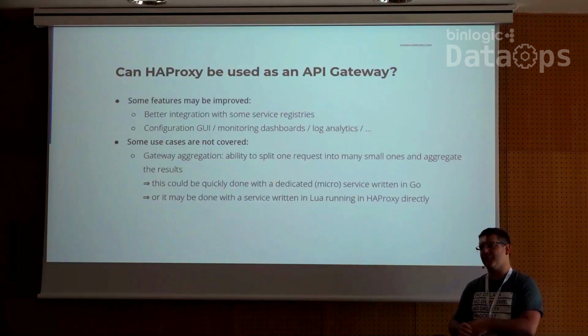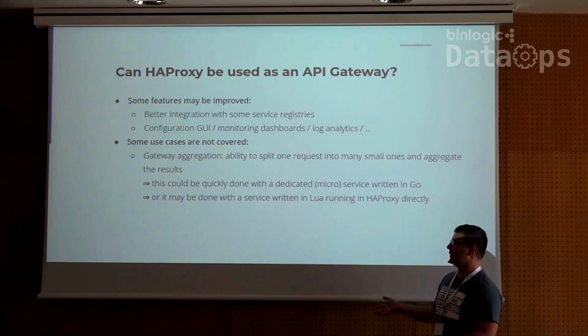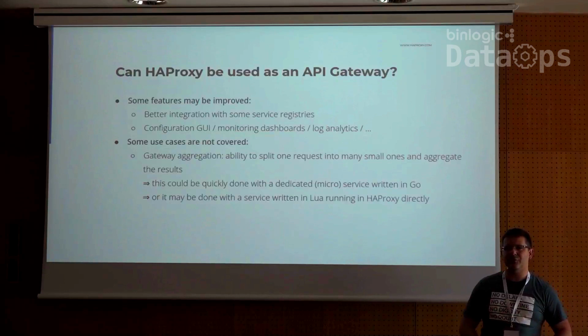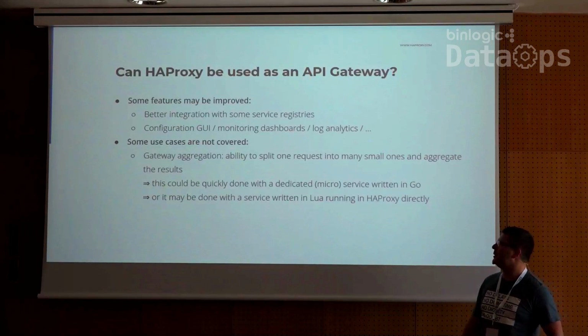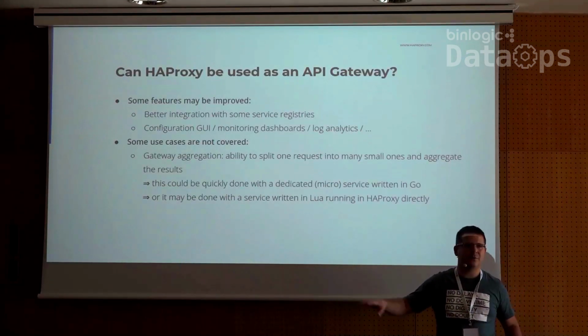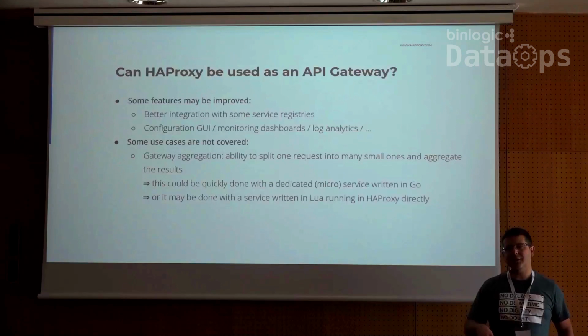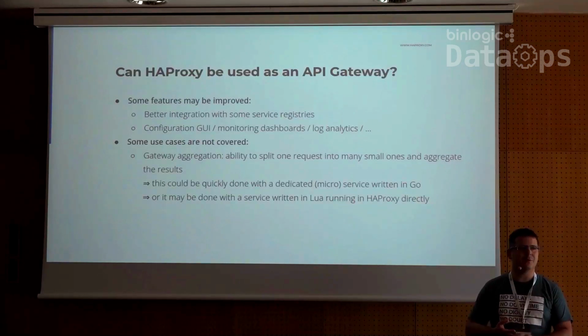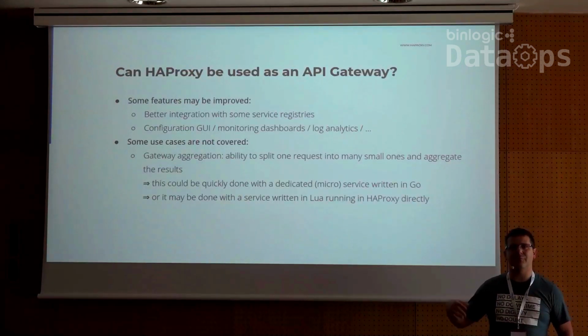HAProxy could do that with Lua scripting, or you could do that with a specific Go service that you could write yourself. It's not that complicated to do, and not everyone needs that particular feature. What I mean is that API gateway products are very expensive, and most of the time HAProxy for free can be used to cover everything you need and go even beyond.